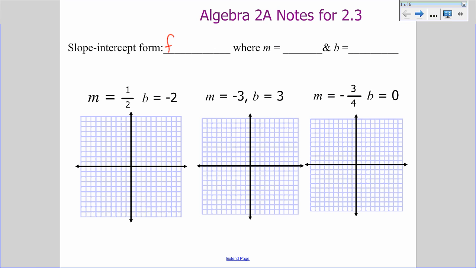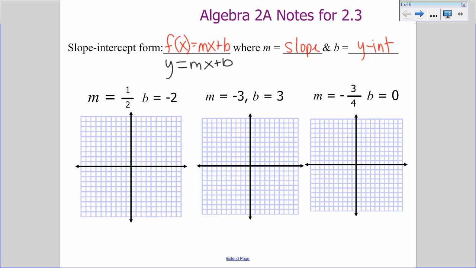is f of x equals mx plus b. We're used to seeing y equals mx plus b, and we'll still see that, but we want to get used to seeing that function notation. Keep in mind, m is still the slope that we were working with in lesson 2.2, and b is the y-intercept. So we do look at this from very much of a review standpoint. So for us, they want us to graph. That's what they're asking us to do here.